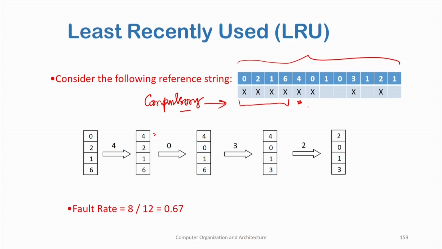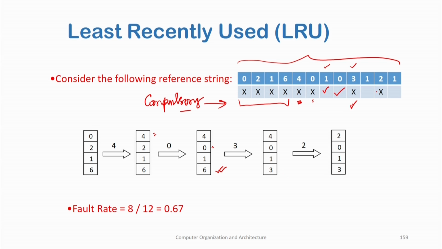So, who will replace? Obviously, 2 will replace, because that is the least recently used. After this, 2 replaces 0, and then the subsequent 1 is a hit, this one is a hit, again 0 is a hit, and then 3 is replaced by whom? 3 is replaced by the least recently used. So, 3 is replaced by 6, because 6 is least recently used among all the page frames that we currently have in memory.